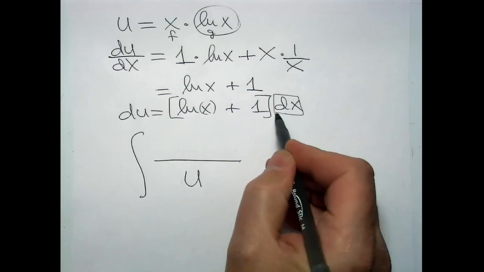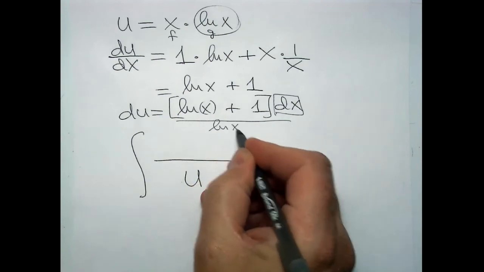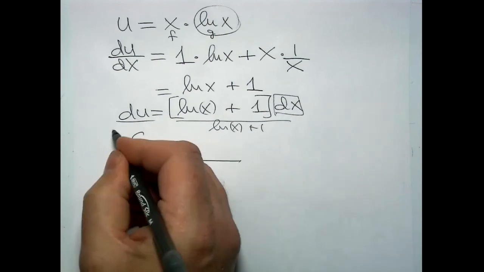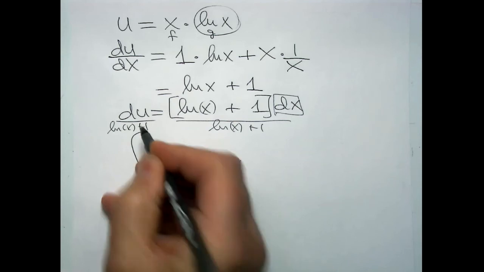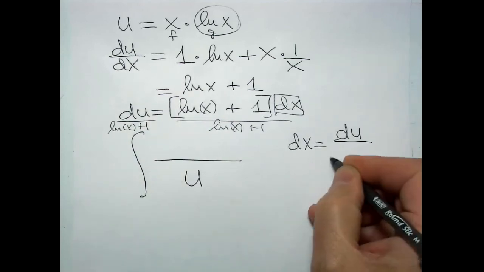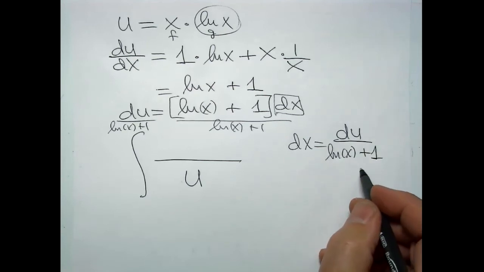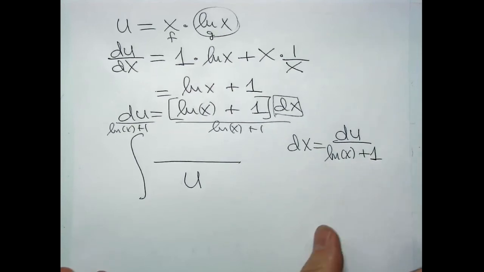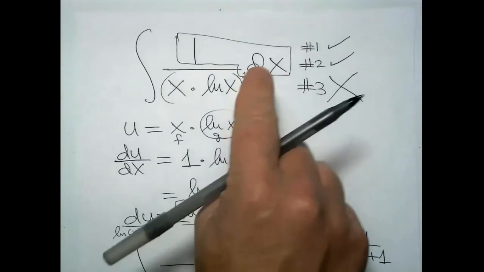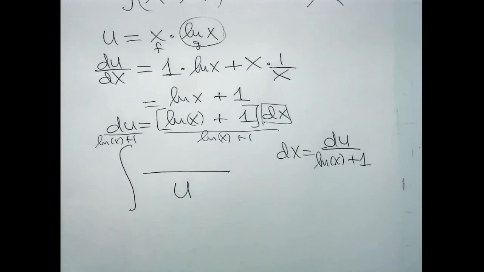Well, here it is right here, guys, dx. And maybe you might think of isolating it like this. Not such a bad idea. So here's what I got. dx equals du over natural log of x plus 1. That looks pretty messy. So you mean to say that I have to replace dx right here with that mess right there? Why won't I do that?